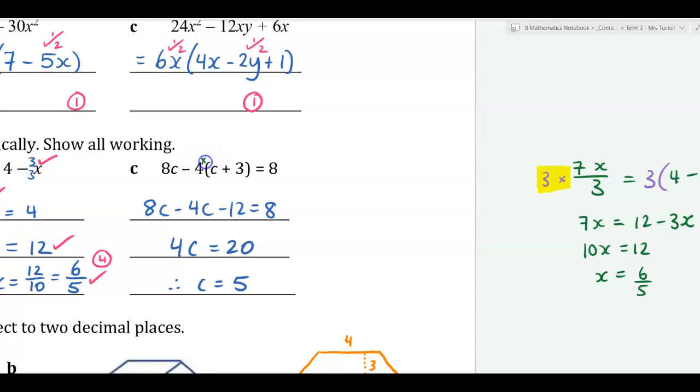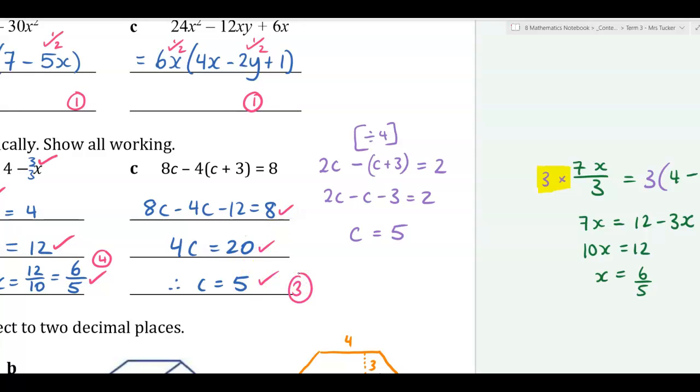No, there's a times there, so we can't just get rid of that 4 by adding it. Divide everything by 4. If I divide everything by 4, I get 2c minus, this just becomes the brackets because I've divided by 4, and then what's the right-hand side equal? 2. So then I get 2c minus c minus 3 equals 2. I get c equals 5. So you could divide everything by 4 if you wanted to, but you have to literally divide everything by 4, which is something that we would probably make a mistake on. All right, 3 points to that one.